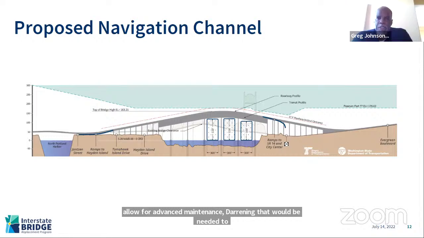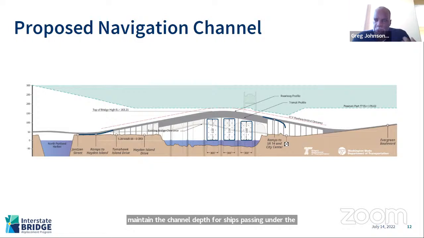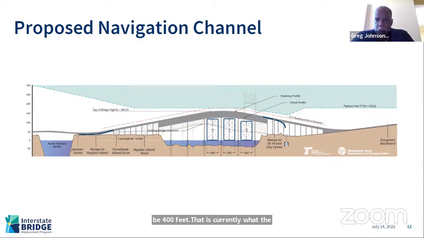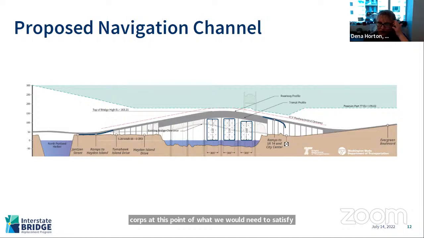So the 300 feet is the envelope, and I think there's a requirement to have 50 additional feet between any obstruction or pier in the water. So the true opening would be 400 feet. Okay. That is currently the best information that we have from the U.S. Army Corps at this point of what we would need to satisfy navigational channel requirements. Excellent. Thank you. When I see the 300 period, it gives me a moment for pause. So I appreciate the clarification. Thank you.